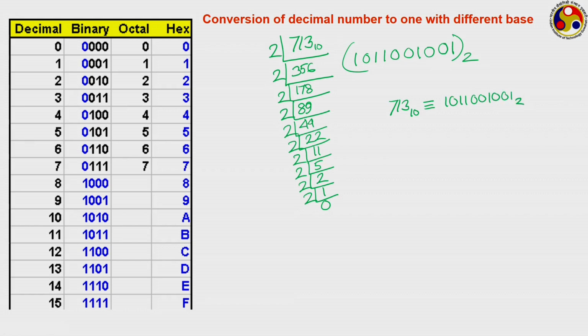We can get anything else also in the same format. Let us see if we want to get the hexadecimal equivalent for this. So, 713 we divide by 16. If we divide by 16, then what we are going to get?